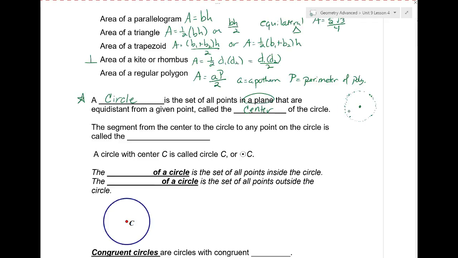All right, so another definition we have. The segment from the center of the circle to any point on the circle is the radius.